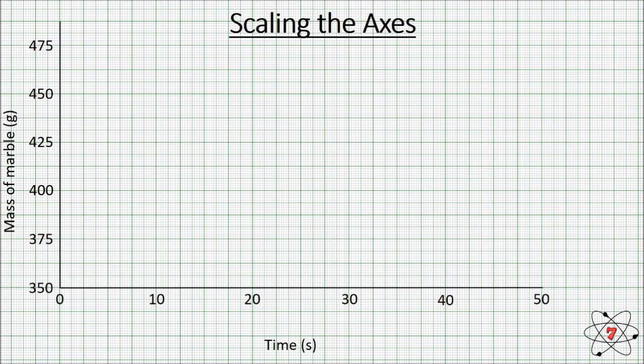Here's the same set of data, and we're going to plot it exactly the same way, but let's have a look at the scales. The smallest mass of marble is now 350 grams, so the y-axis starts at 350, and it only goes up to 475. The x-axis only goes up to 50 seconds. Now when we plot our data, we can see that it's contained within our chart area to a much better standard. This chart now shows correctly what we should expect.